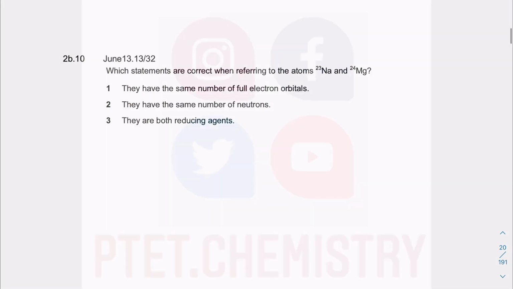This is the last question of this 5-question series on atomic structure. So we are comparing element sodium and element magnesium, and they say that they have the same number of neutrons. So let's have a look at their proton number. Proton number, also known as atomic number, is the identity of the element. Magnesium is element 12, sodium is element 11.